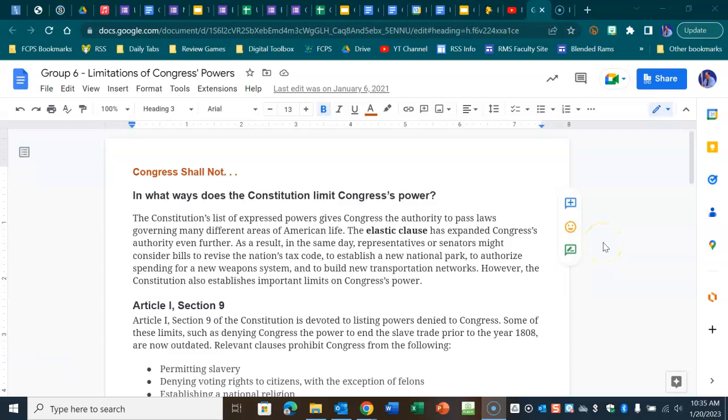Legislative branch jigsaw activity. Group 6. Limitations on Congress's powers. Congress shall not. In what ways does the Constitution limit Congress's powers?